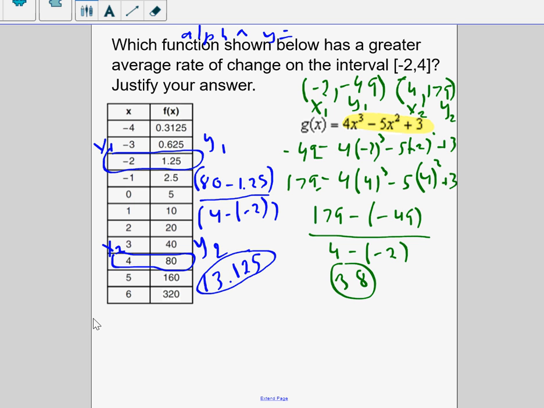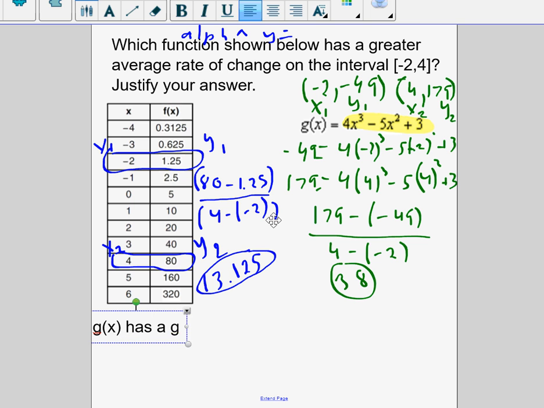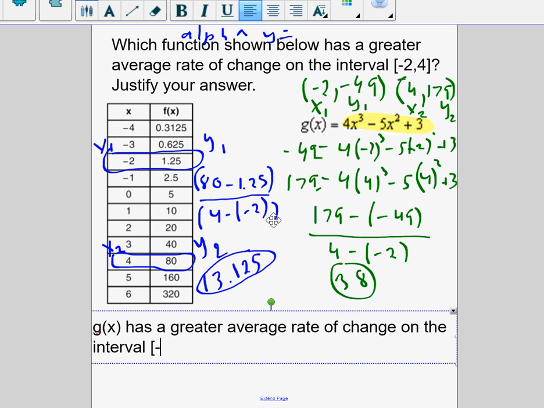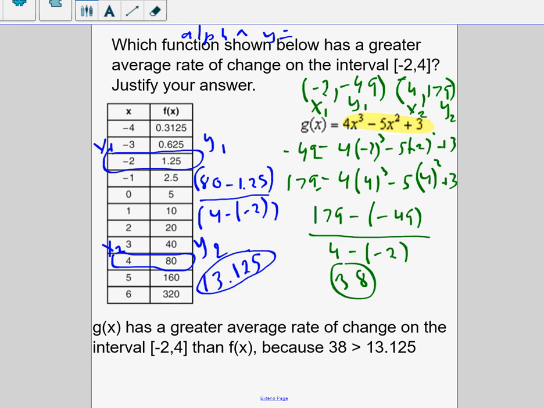So for this, you could put something like g of x, which is the name of our equation over here, has a greater average rate of change. And don't forget, you have to specify the interval. On the interval -2, 4, because it doesn't make sense to talk about the average rate of change of a curve unless you're talking about it on an interval. And then I could just say something like, because 38 is greater than 13.125 for f of x. Bam, full credit on that Regents question.